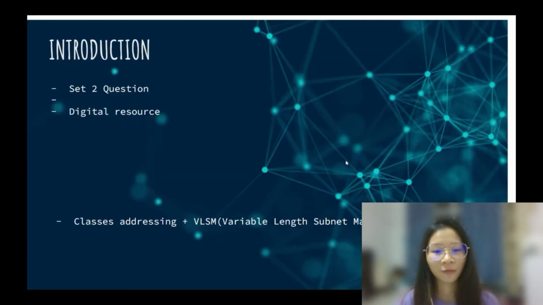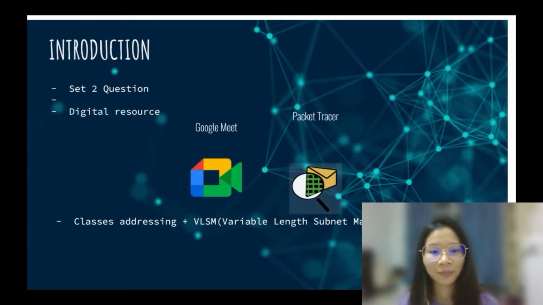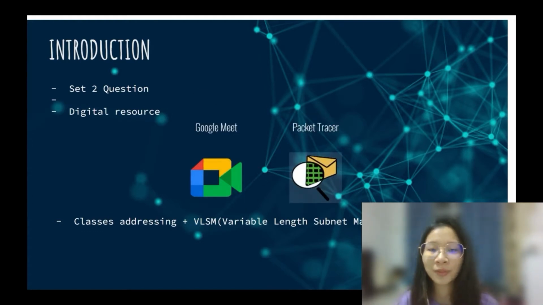Our assignment has 3 sets of questions. Our group is assigned set 2. The digital resources that we used were Google Meet and Packet Tracer. We used Google Meet for discussion and consultation with our tutor, and Packet Tracer to build our network design and configure the IP for the router and switch, which is needed for our assignment question.